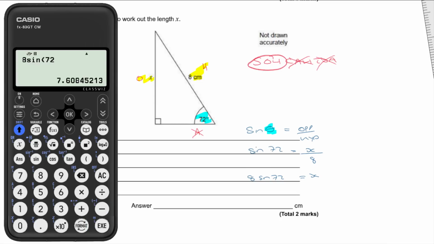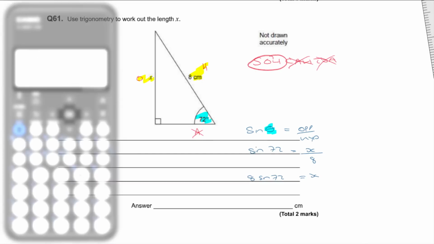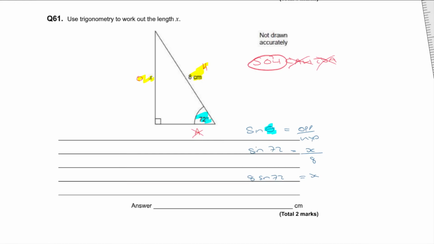Now, unless it says otherwise, I normally round these off to 3 significant figures. I'm going to round it off after the 0. Next digit's an 8. I'm going to round it up. I'm going to get 7.61.